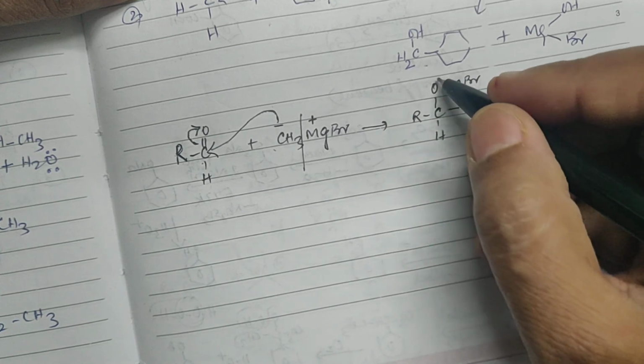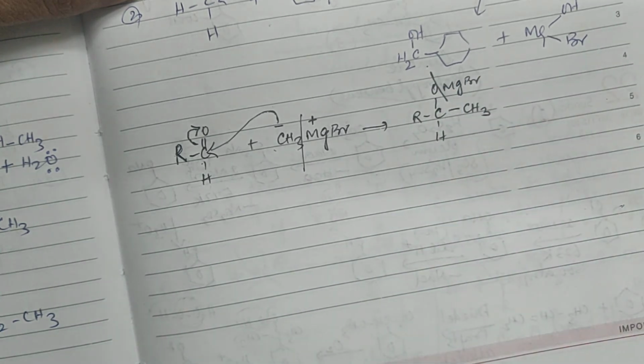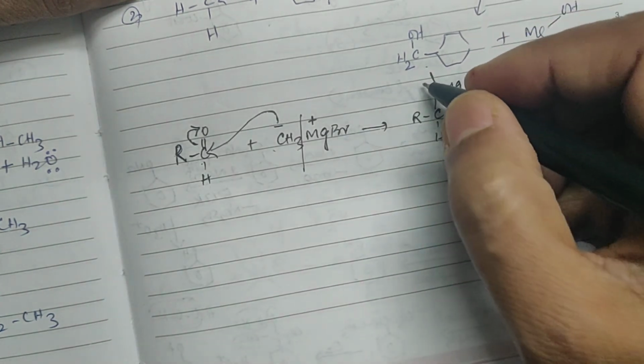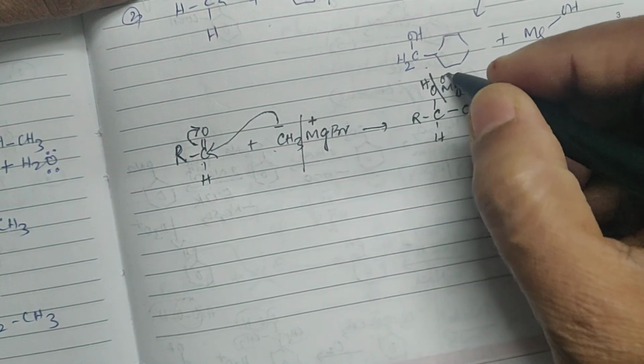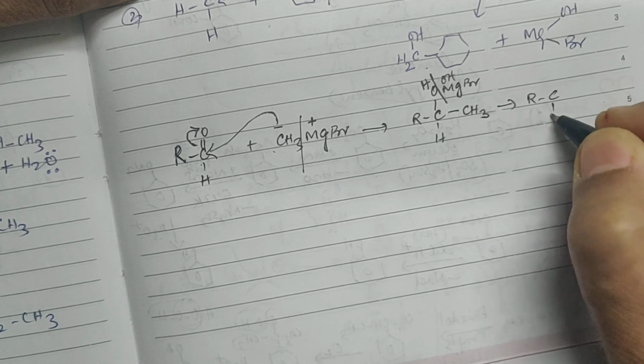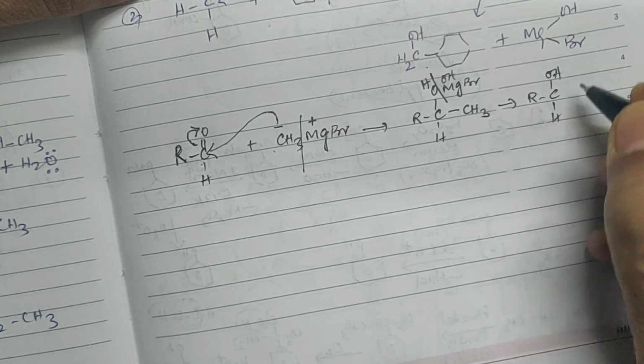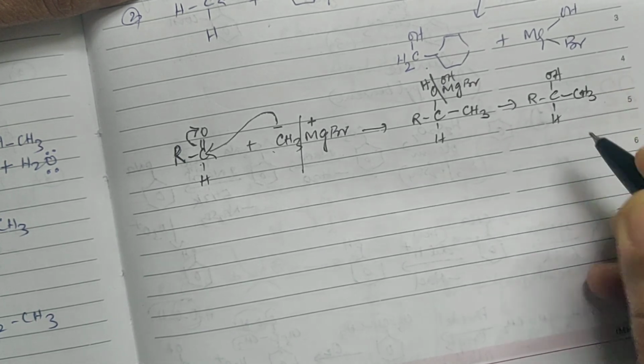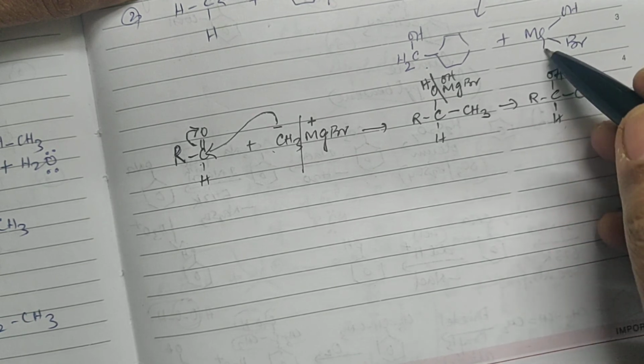Then in the next step what will happen? This OMg bond will break, and hydrogen attached here, OH attached here. So what you will get? R CH OH CH3. So you have got a secondary alcohol, right?